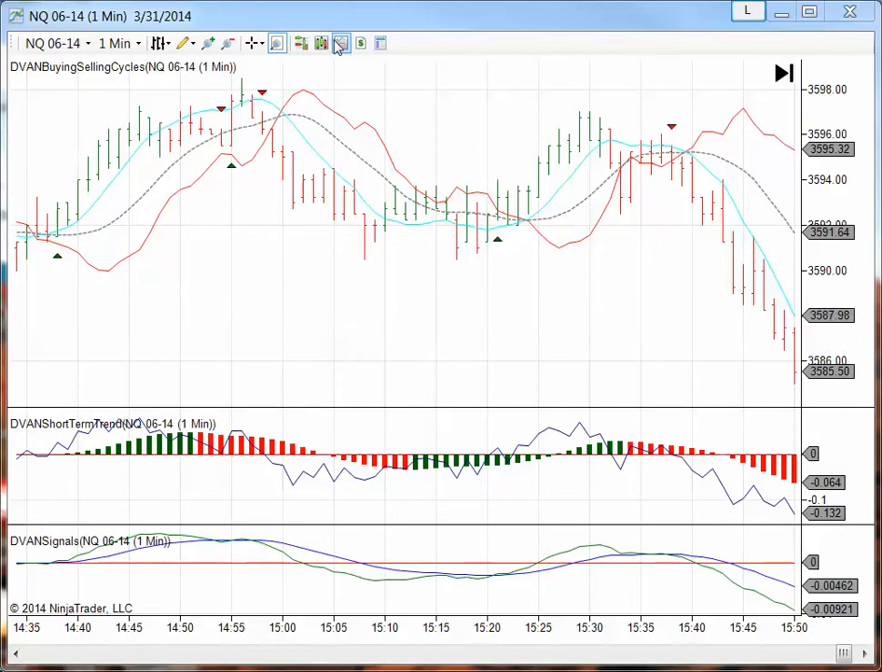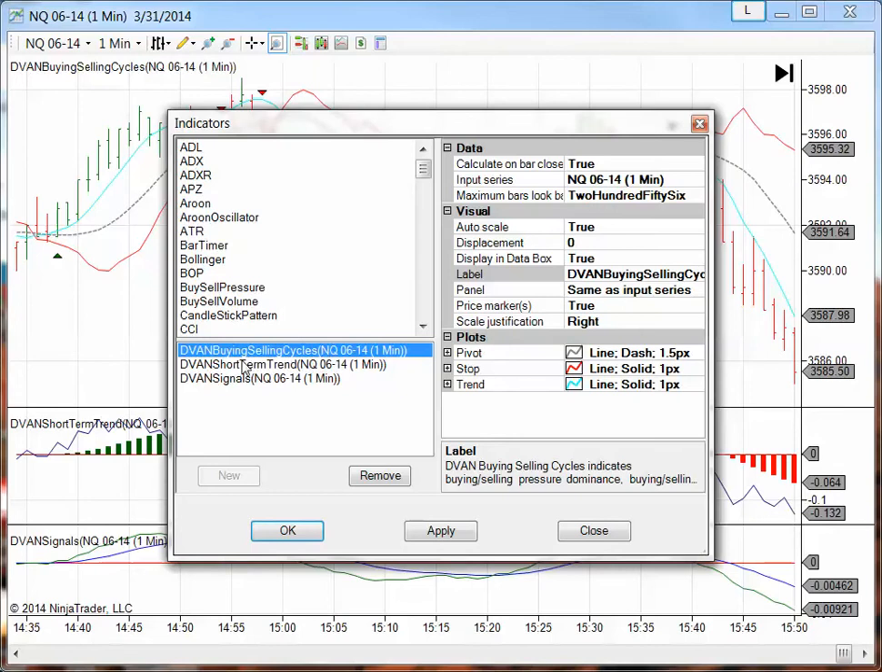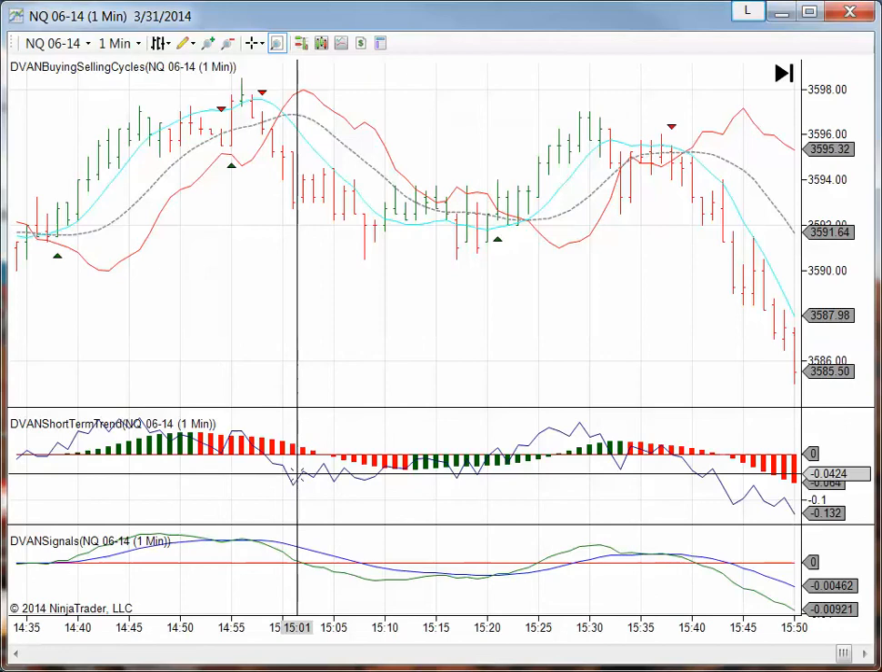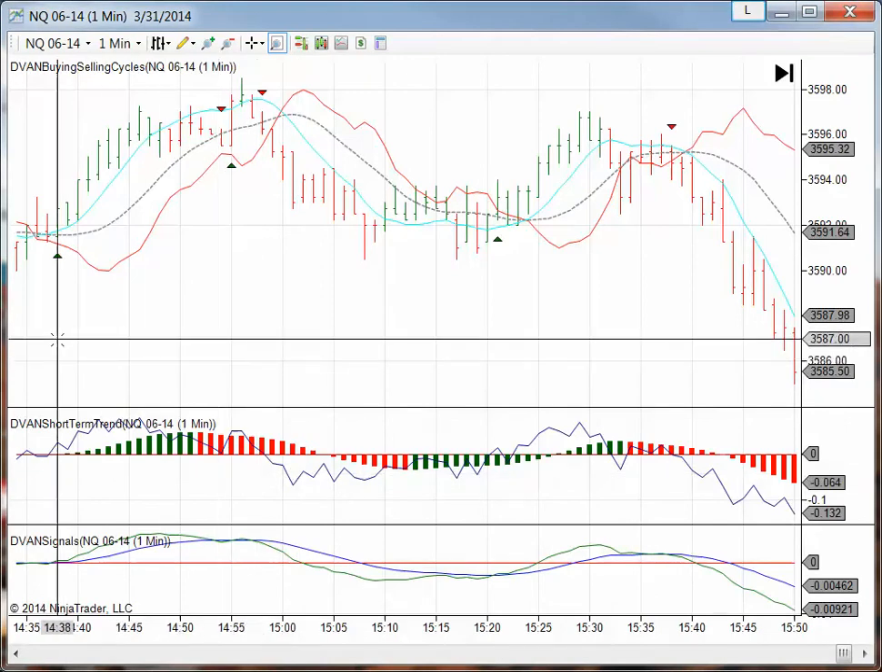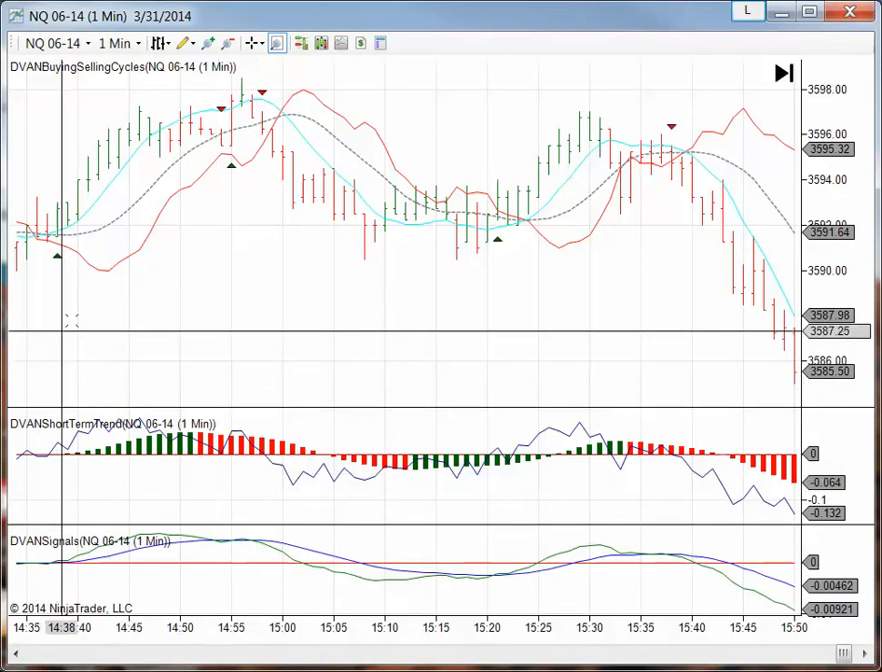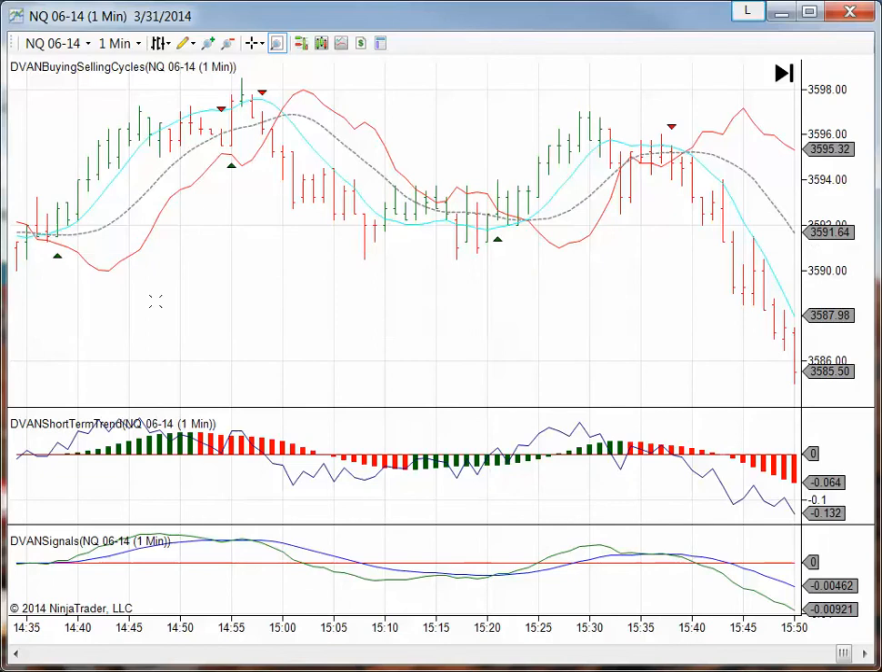Just as a recap, we're using the DVAN buying selling cycles, DVAN short-term trend, and DVAN signals indicators. So you see the main signals indicated by the green arrows here. There were 4 main signals.